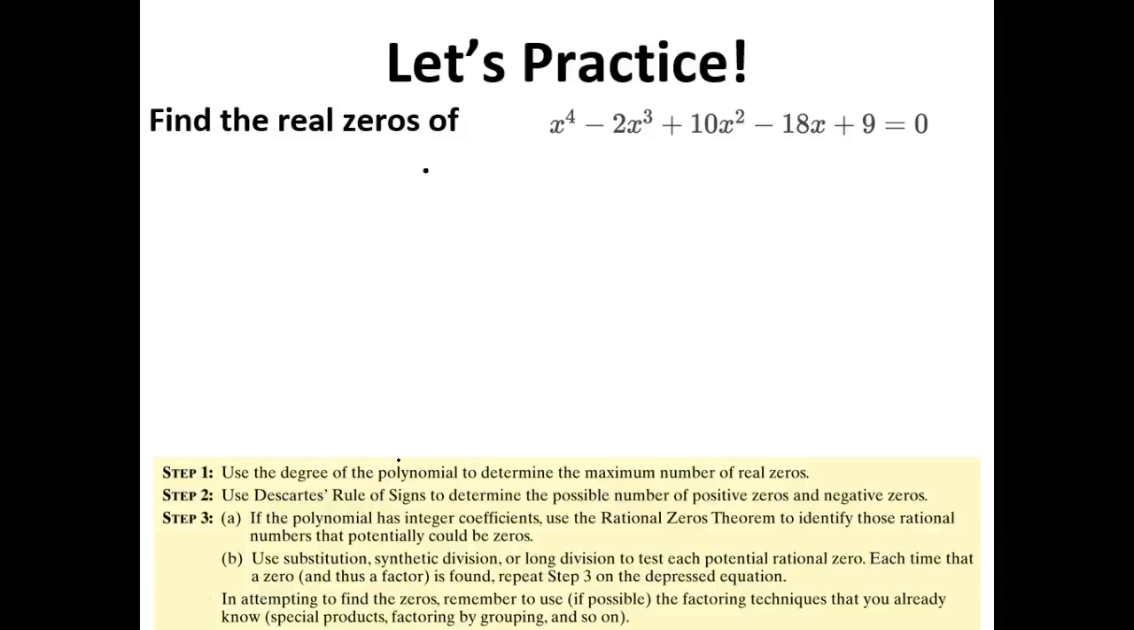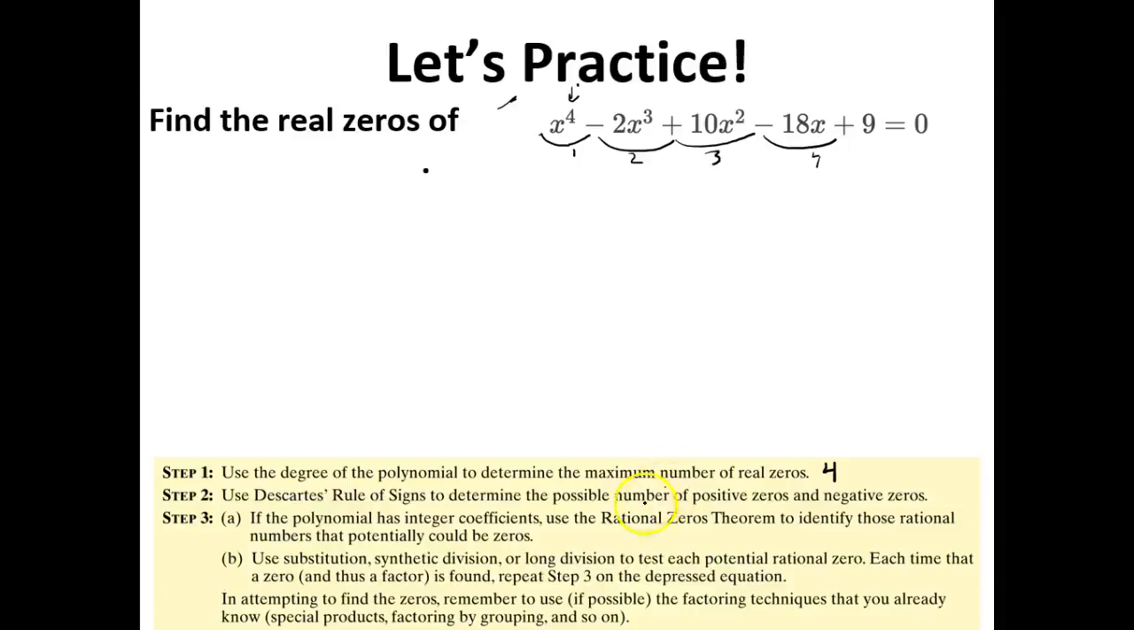Step 1, use the degree of the polynomial to determine the maximum number of real zeros. Well, the degree is 4, so the maximum number of real zeros is going to be 4. The second step is use Descartes' rule of signs to determine the possible number of positive zeros and negative zeros. So Descartes' rule of signs, when I look at this original one, we go from positive to negative, that's 1. Switches again, that's 2 changes. That's 3 changes. That's 4 changes.